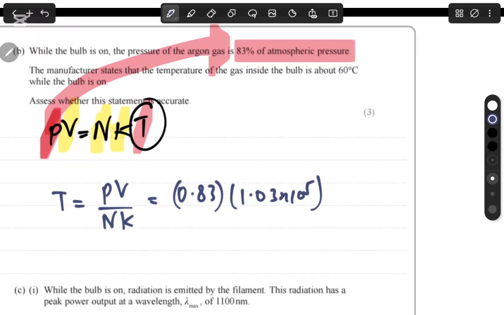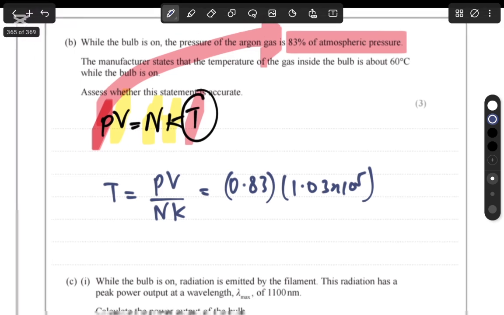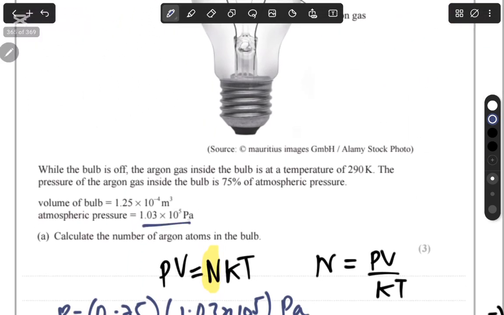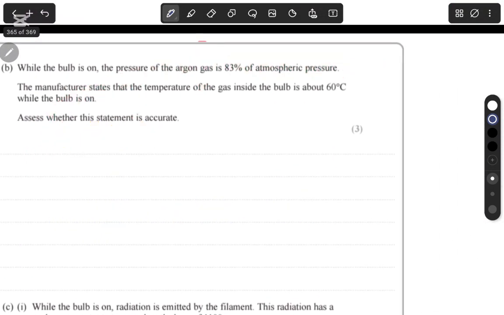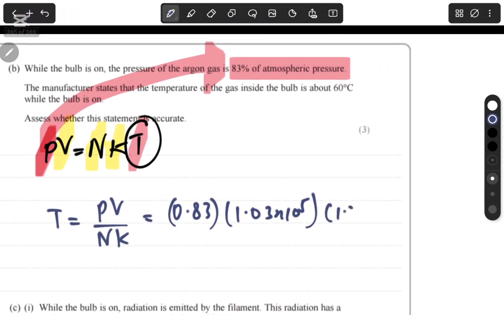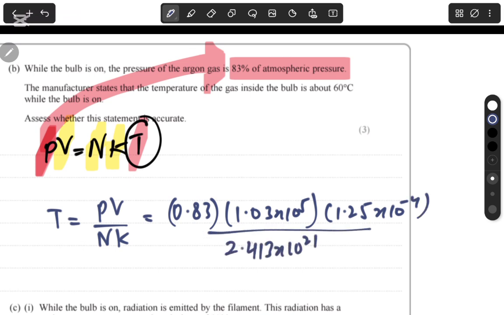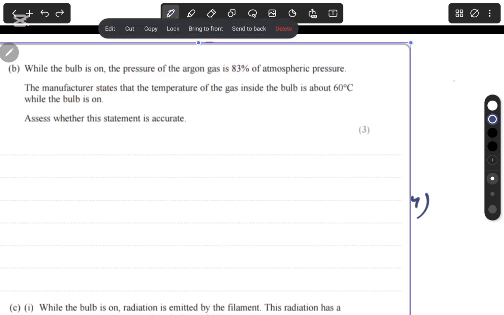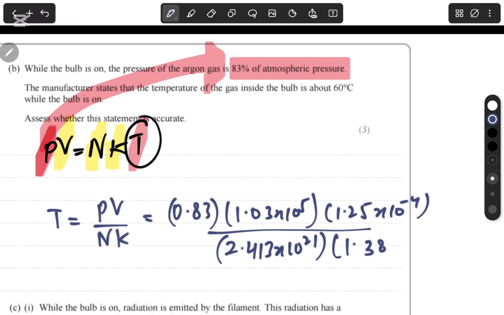So I've plugged in the pressure value as well, which is 83% of the atmospheric pressure, which they actually gave to us before, right over here, the atmospheric pressure. And then I'm going to plug in the value. That's 1.25 times 10 to the power of minus 4 over N, which we found out just a moment ago. And then I will plug this value in as well: 1.38 times 10 to the power of minus 23, the Boltzmann constant, and let's find the temperature.